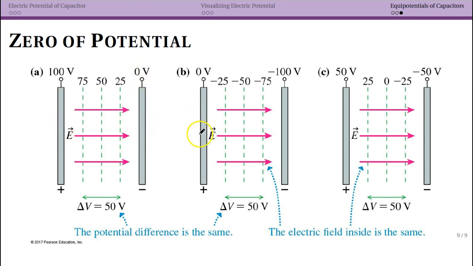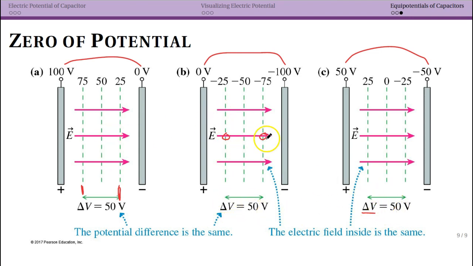Here we're showing 3 capacitors, and in each case the spacing is the same. Notice that the difference in potential from the positive to negative plate is the same. Or, sorry, in this case, they're not using the total, they're just using from here to there. But if you look at plate to plate, it goes from 100 to 0, 0 to negative 100, or positive 50 to negative 50. And again, if you look at just one point inside to another, that delta V is always 50.